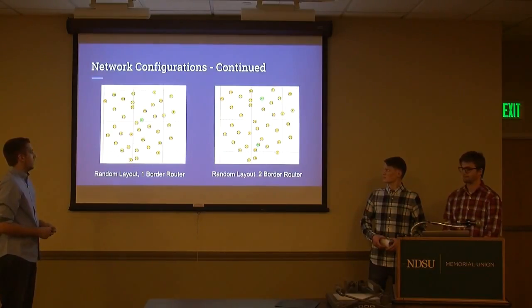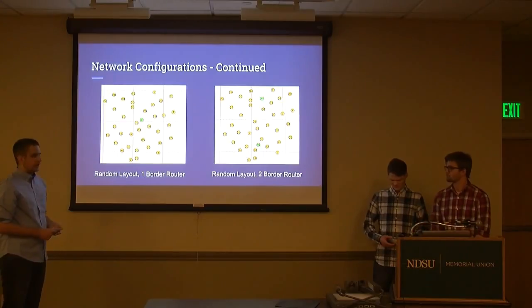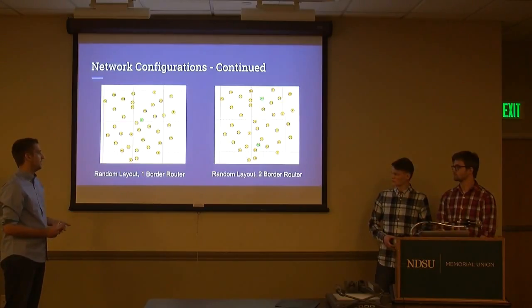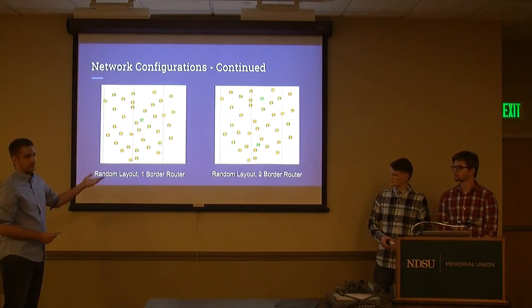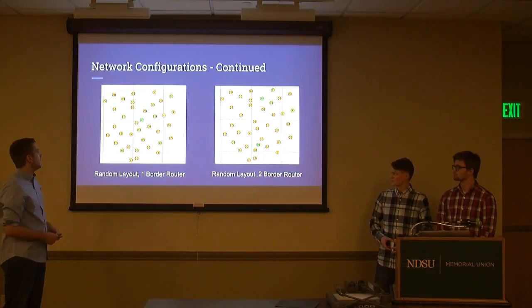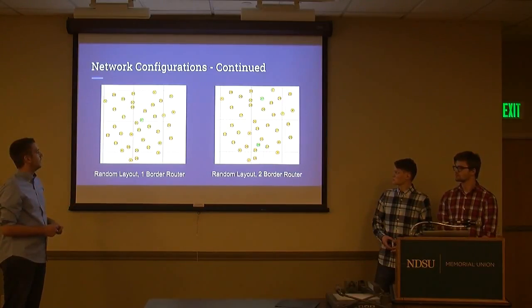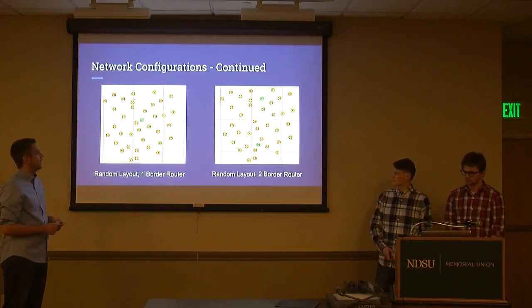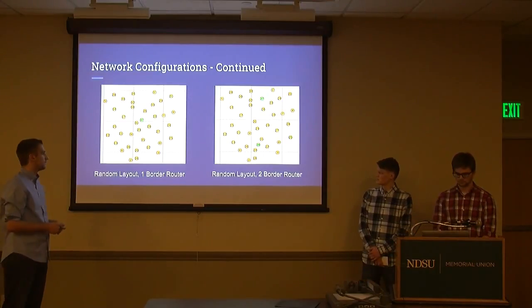And then for these two, we set up a pseudo-random network. If we set it up randomly, there might be gaps, and some nodes might not even be included in the network if they're too far away and outside of the radius. So we made it more random than the square grid. On the left side, we used 1 border router, and on the right side, we used 2.